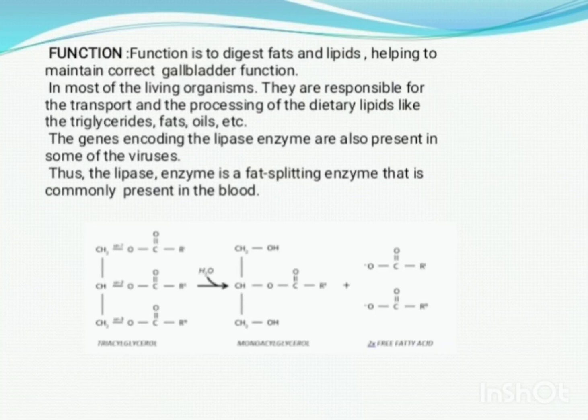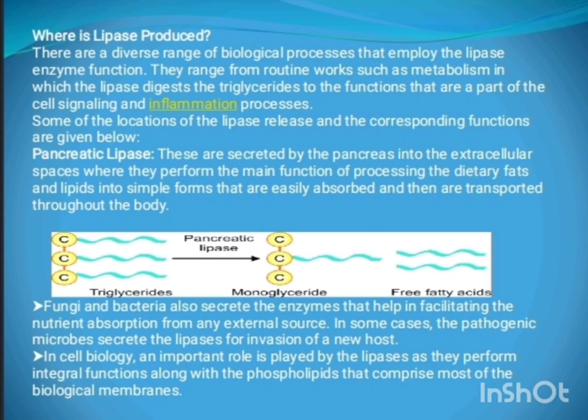I catalyze the hydrolysis reaction and break down the ester bonds of lipids and fats, and convert them into fatty acids, glycerol, and alcohols. Lipase is a group of fat splitting molecules which is commonly found in the blood, gastric juices, pancreatic secretions, intestinal juices, and also in some of the adipose tissues. Enzymes are involved in various biological processes which range from protein metabolism of dietary triglycerides to cell signaling and inflammations. I am an enzyme confined to very specific compartments within the cell while others work in extracellular spaces. Some of the locations where I am released and the corresponding functions are given below.